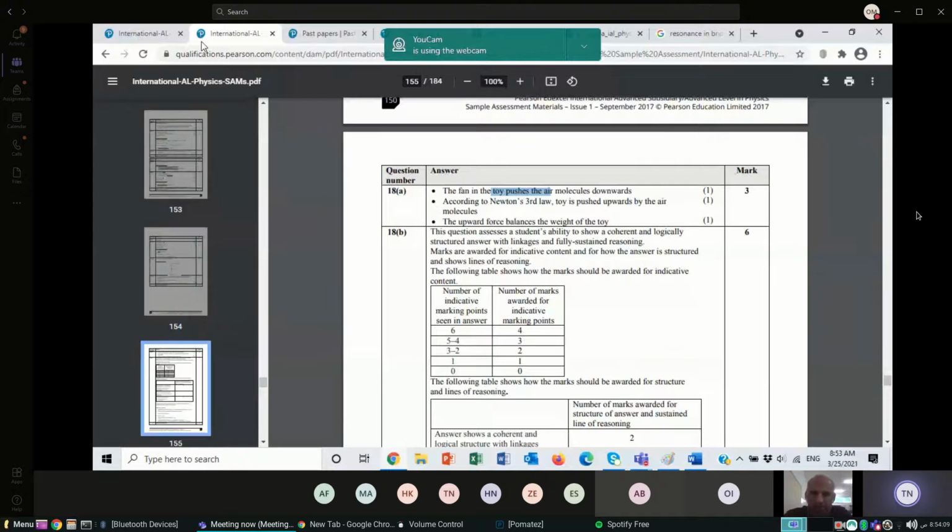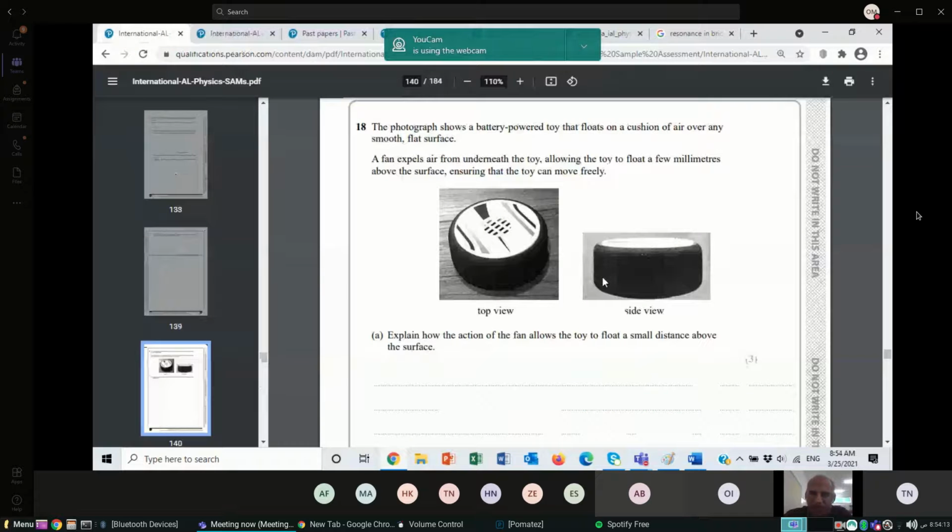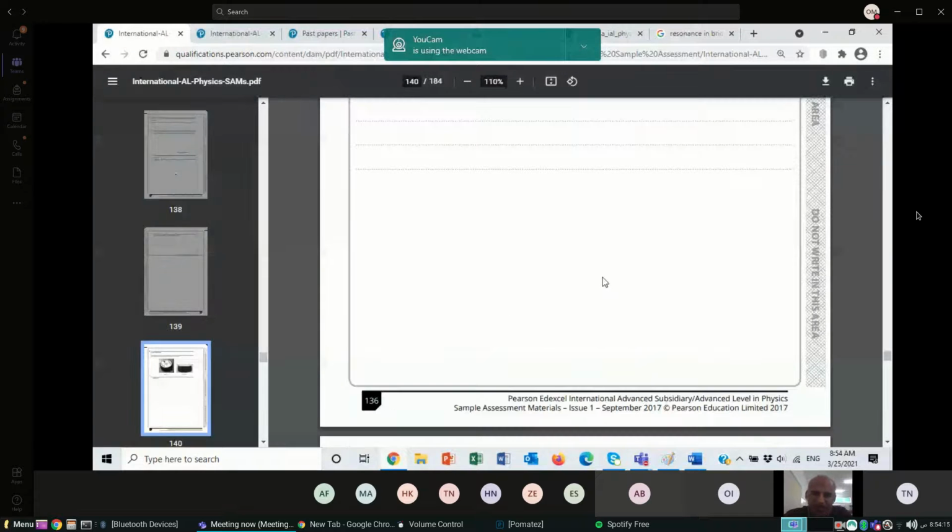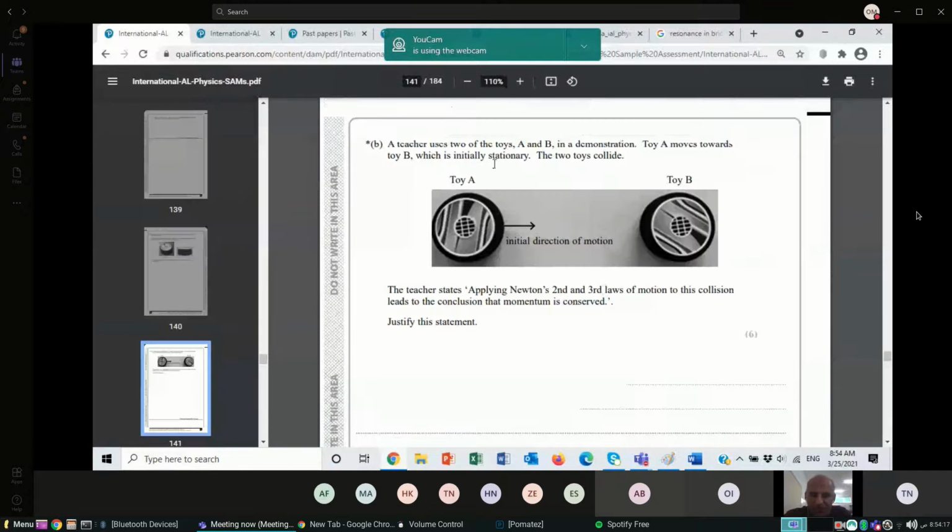A teacher uses two toys, A and B, in a demonstration. Toy A moves towards toy B, which is initially stationary. The two toys collide. The teacher states that applying Newton's second and third laws of motion to this collision leads to the conclusion that momentum is conserved. Justify this statement.